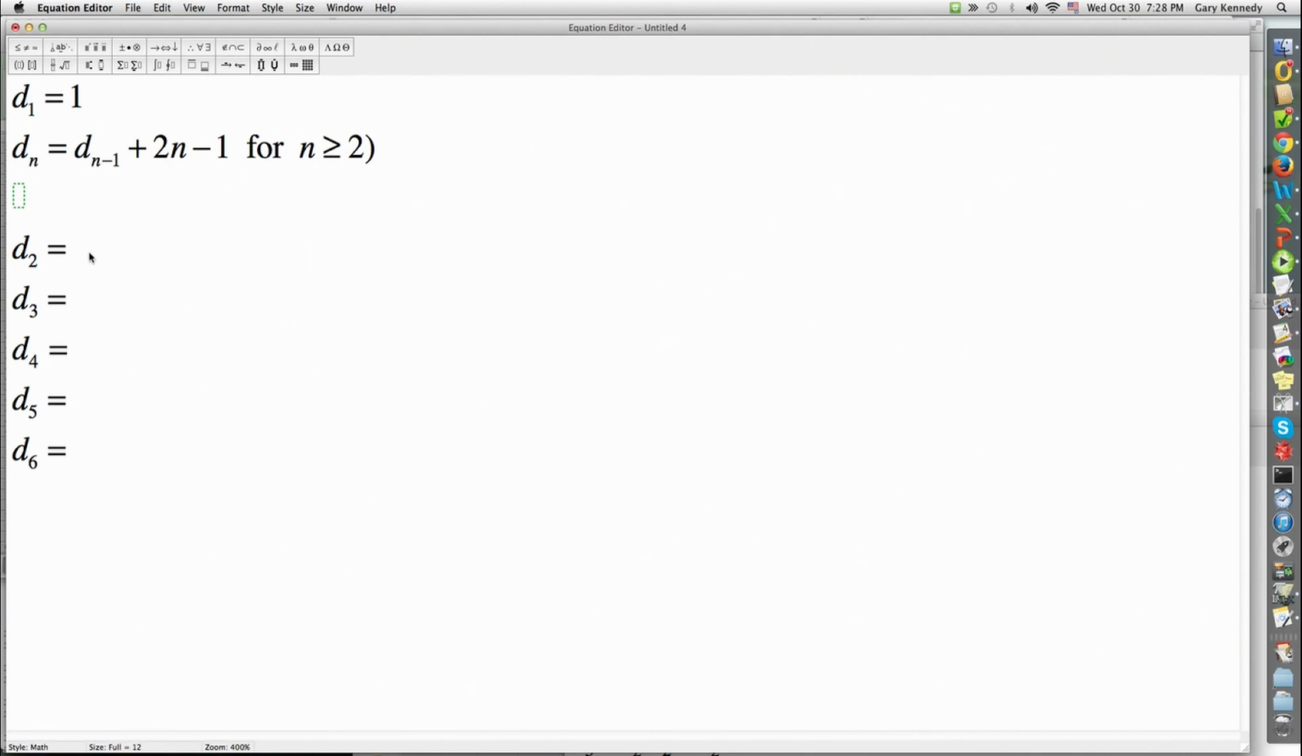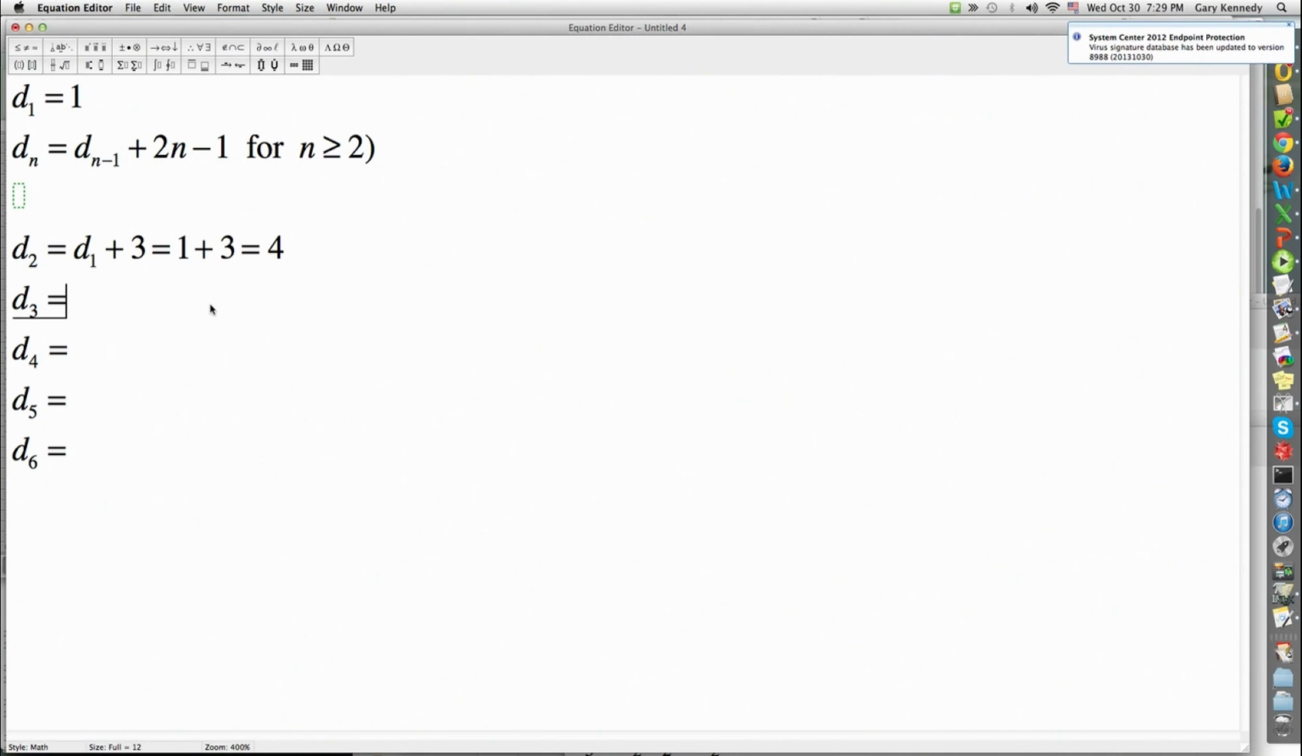All right. What about D2? Okay, we employ the recursive formula, which says that D2 is D1 plus what number? Well, we're letting n be 2, right? So we want to add 2 times 2 minus 1. That's 3. So D2 is D1 plus 3. That's 1 plus 3 gives you 4.